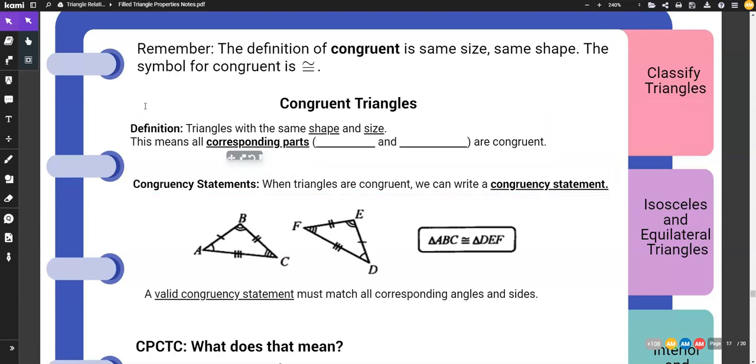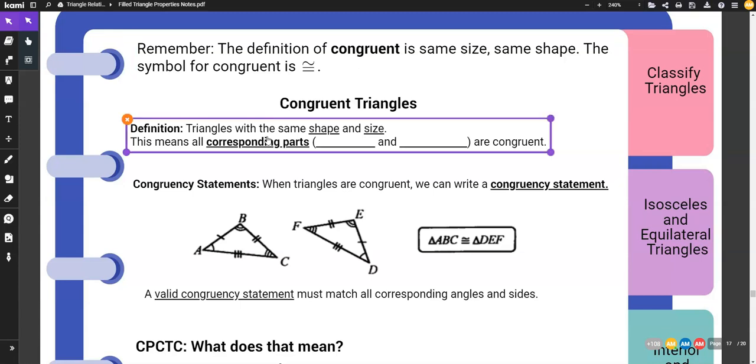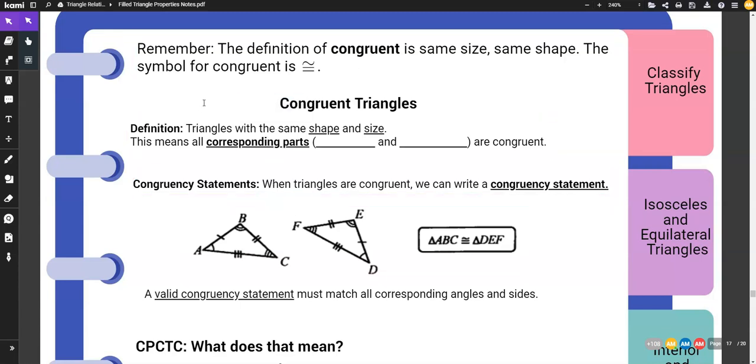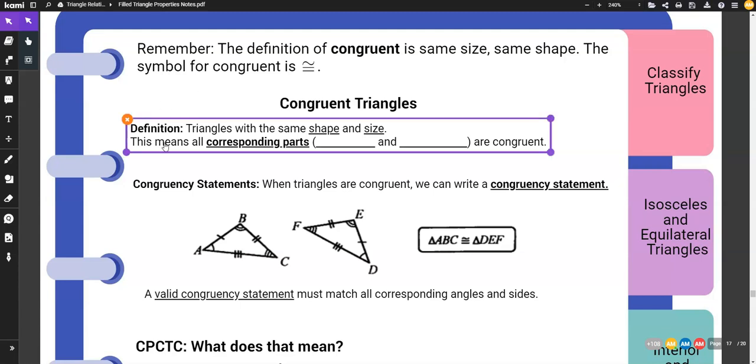Hey everyone. So what we're going to talk about today is congruent triangles and how we can determine whether two triangles are congruent when we are given specific pieces of information. So first thing we want to do is remember that the definition of congruent is that they are the same size and same shape, and the symbol for congruent is the equal sign with the tilde over it.